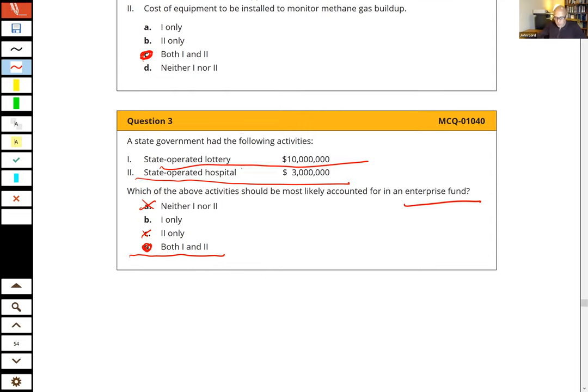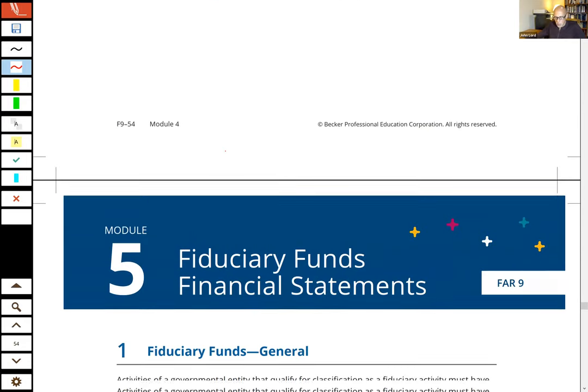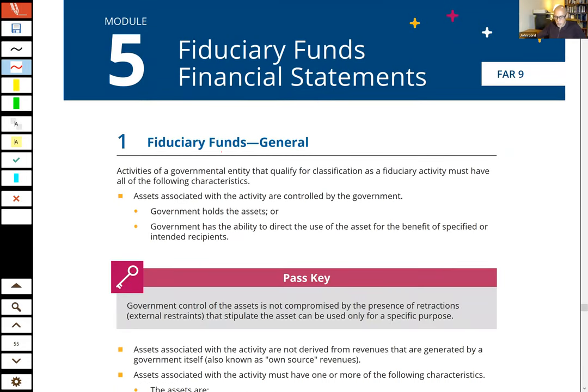Okay. Okay, good. Let's go ahead and turn our attention to the fiduciary funds after the break. Okay, so I'm going to take a quick break here, and I'm going to pause the recording and we'll come back in about 10 minutes, which I'm showing would be 6:32, guys.